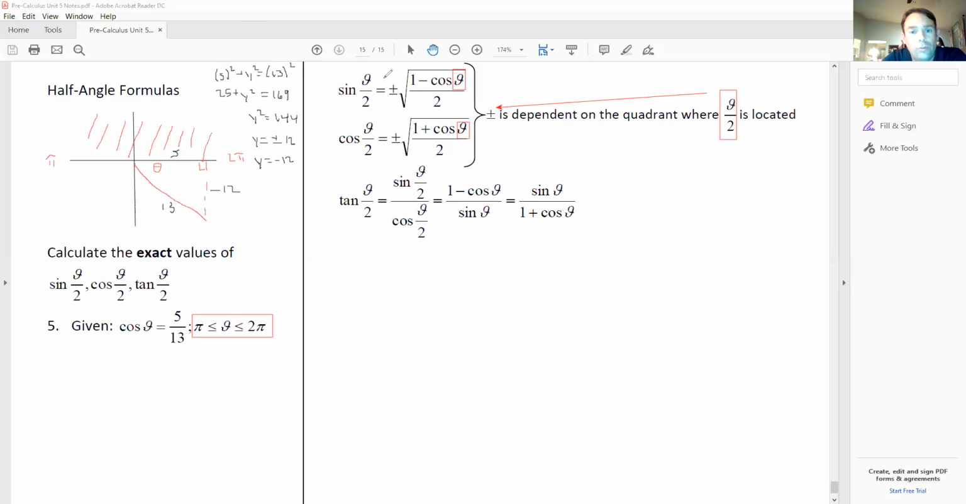However, that's not the triangle or the angle that I'm going to be using to deal with my half angles. For the half angles, for my sign, for my plus or minus here, I have to deal with where this half angle is located. So let's see here. If theta is between pi and 2 pi, well, the half angle is going to be when I divide each thing by 2.